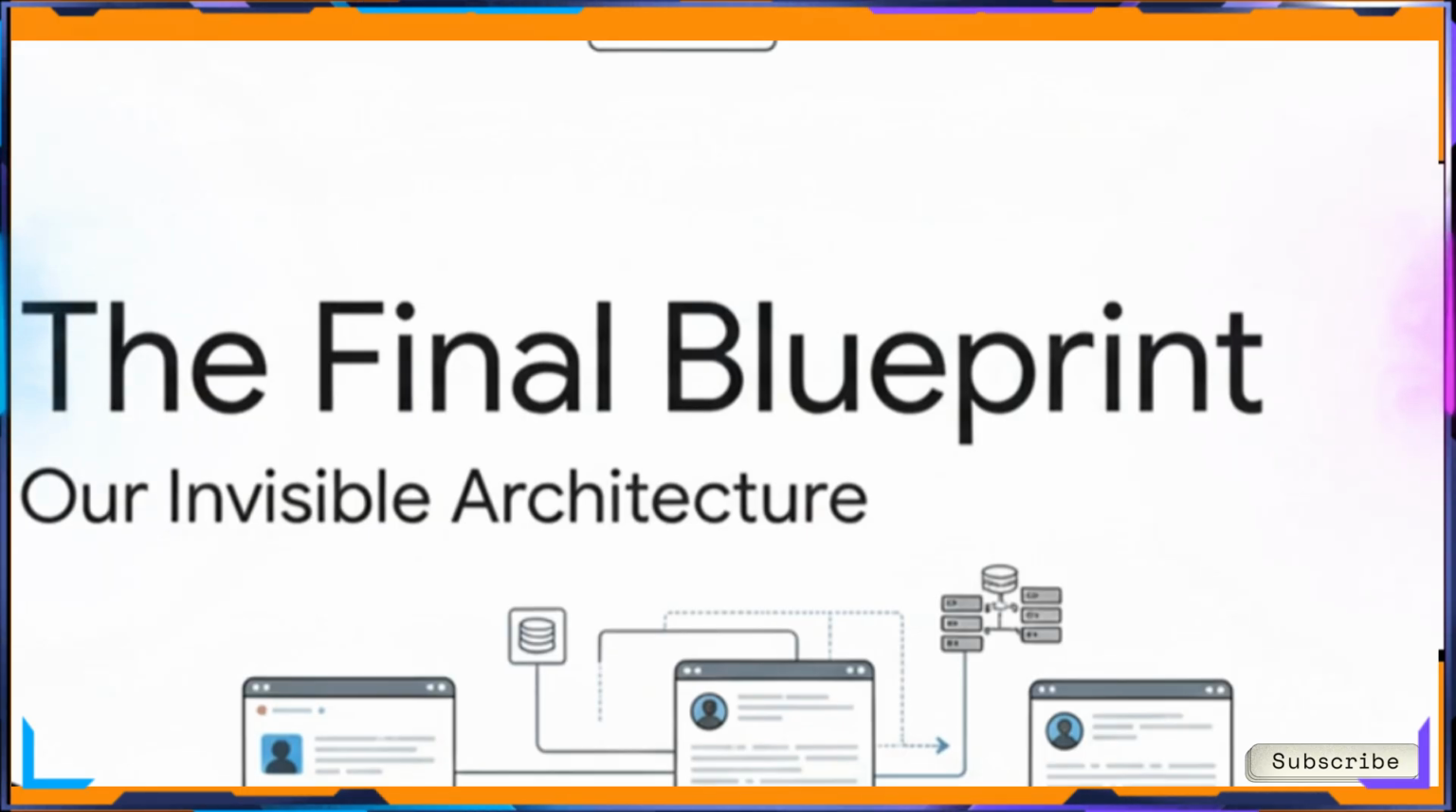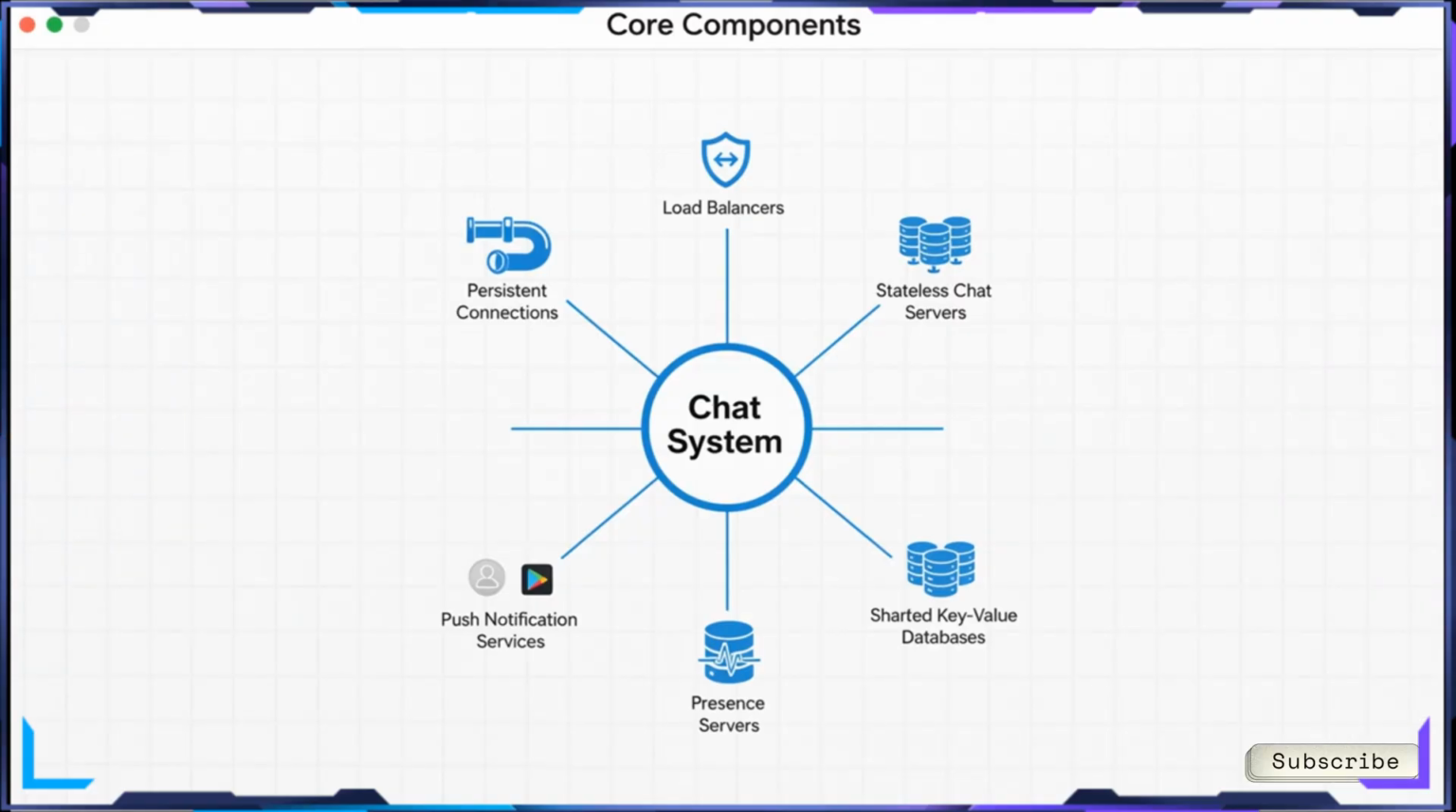Wow. So we've gone from a simple idea of two people talking all the way to this complex distributed system. Let's take a step back and put all the pieces together to see the final architecture we've built. And here it is, the whole shebang. Right at the front, we've got load balancers directing traffic to our fleet of chat servers. And these servers are stateless, which is a fancy way of saying any server can handle any user. That makes the system super flexible.